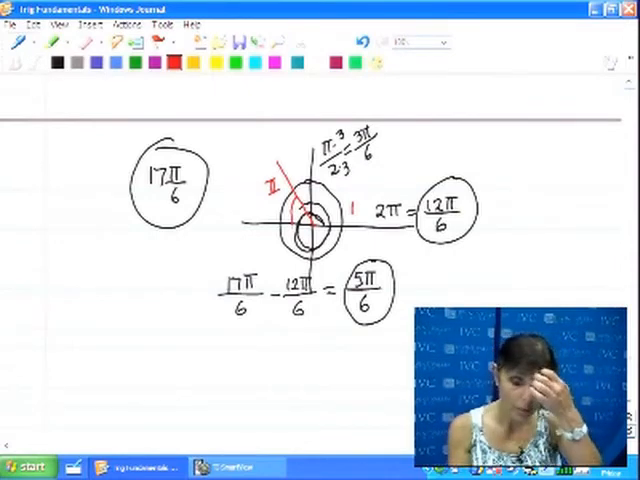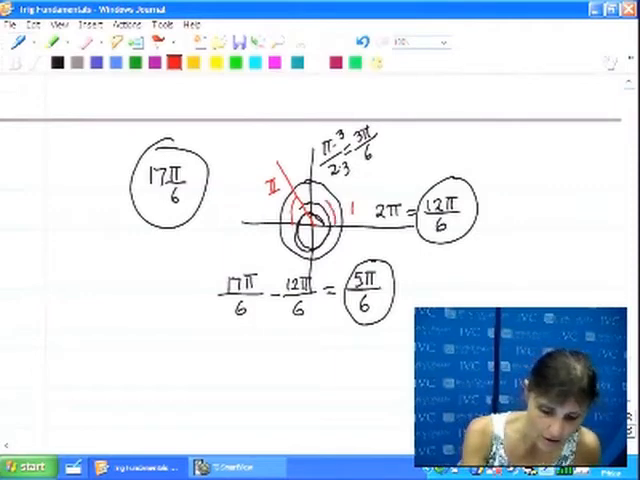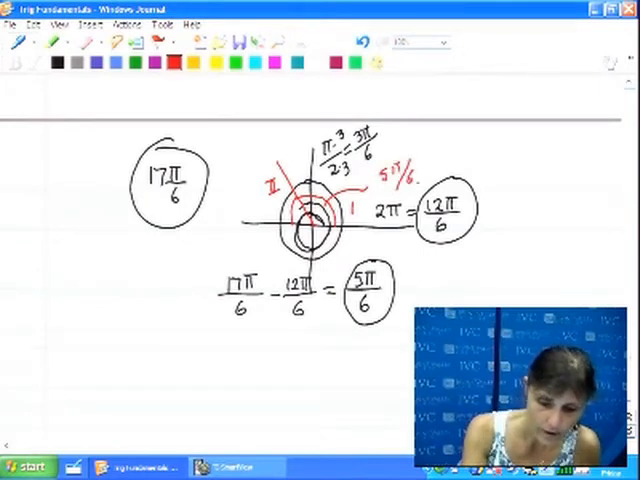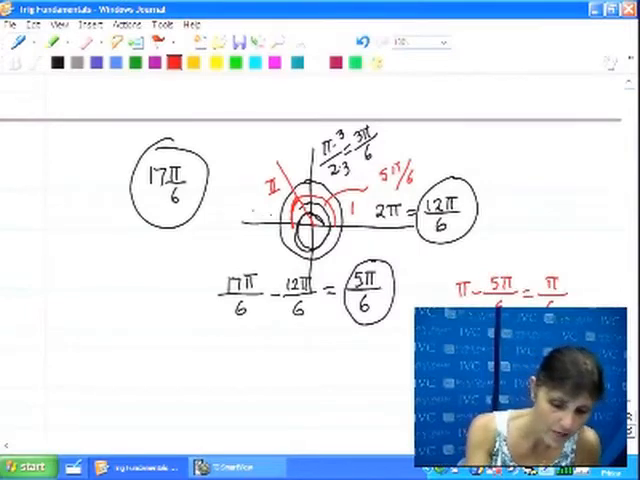And so, that tells me, how do I find the reference angle? You can do it a couple of ways. And I know that from here to here, that is 5 pi over 6, right? And to find this, all I have to do is just take away pi minus 5 pi over 6. And that's going to give me pi over 6. So my reference angle is pi over 6.